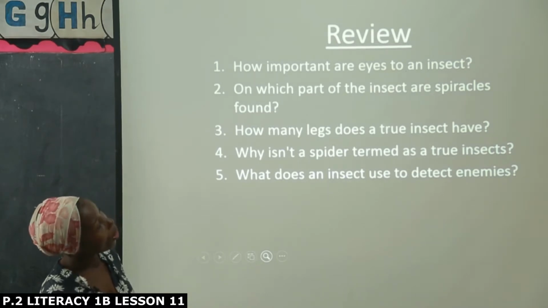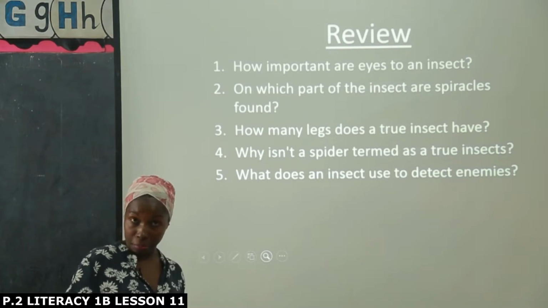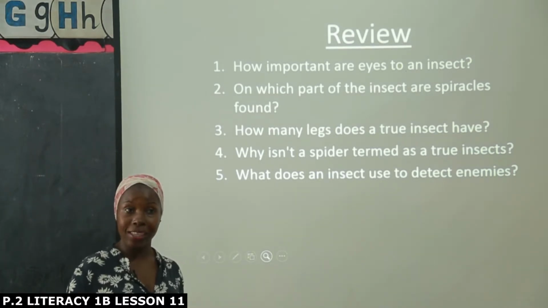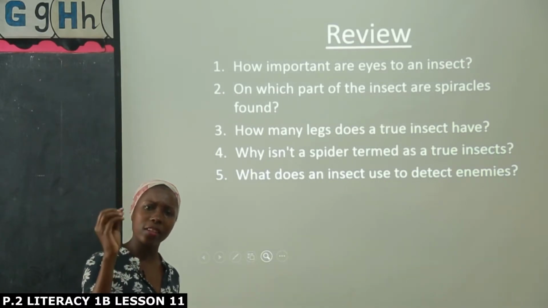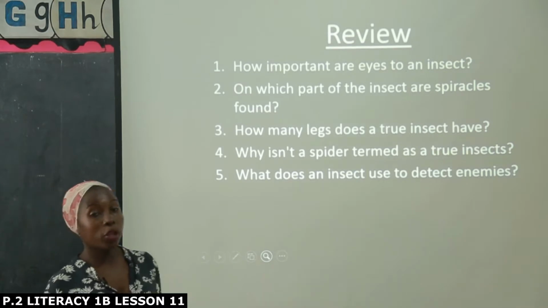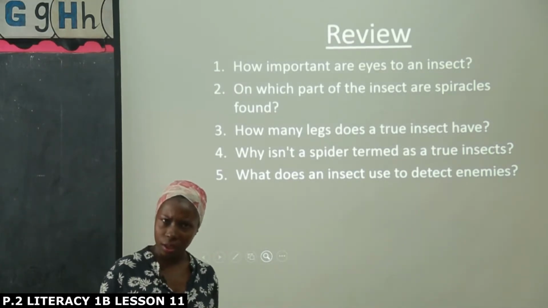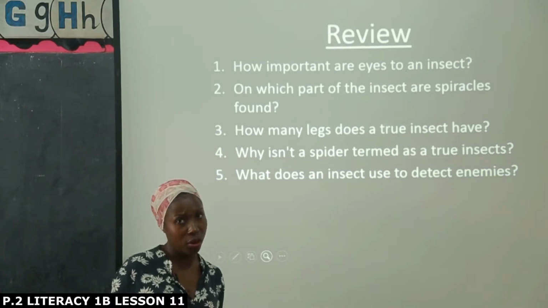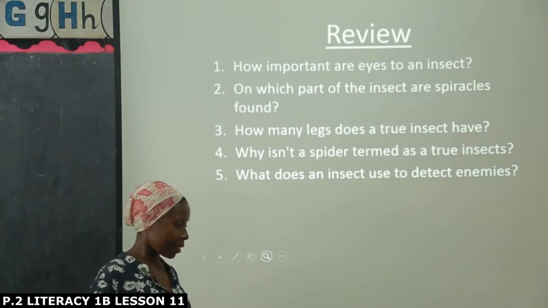Question number 1 was, how important are eyes to an insect? The same importance your eyes are to you. Of course, for seeing. All right, number 2, on which part of an insect are spiracles found? Do you have anybody who doesn't know that? Of course, they are found on the abdomen.